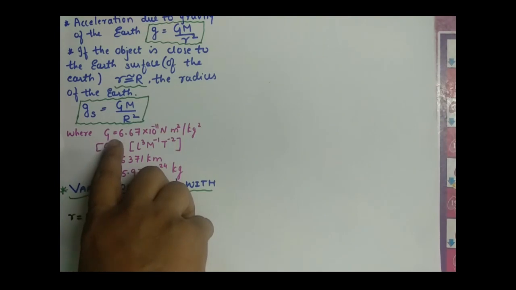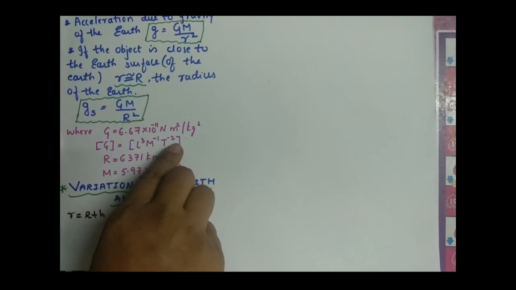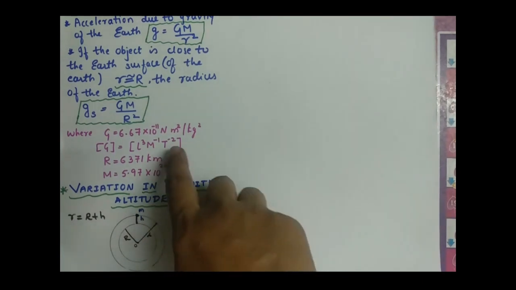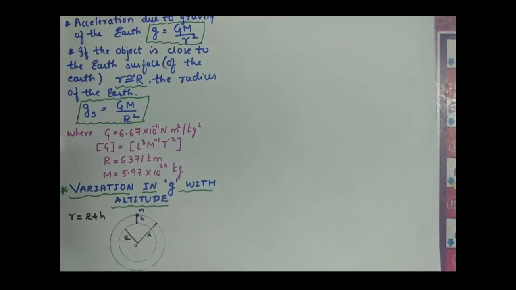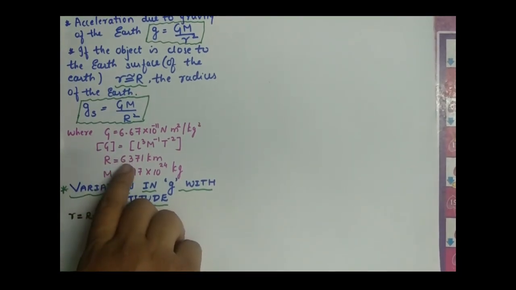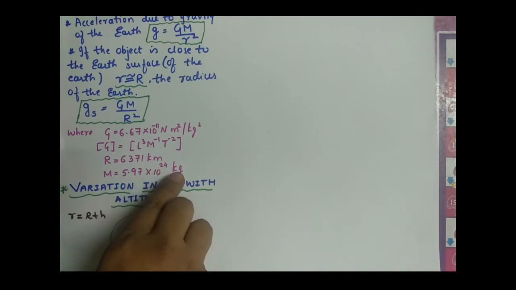Here G is equal to 6.67 × 10^-11 N m² per kg², and the dimensions of G are given by L³ M^-1 T^-2. This I already taught you in the previous video, how to find the dimensions. If you are not aware of this, then you can watch my other video where I have explained how to find dimensions of any physical quantity. Then R is nothing but the radius of the earth, 6371 kilometer, and the mass of the earth is considered as 5.97 × 10^24 kg.